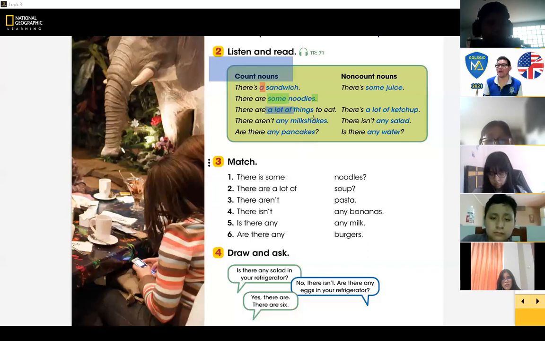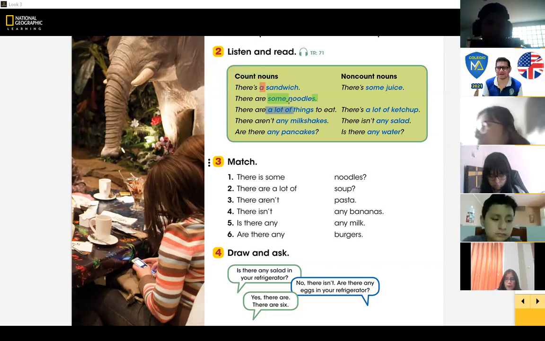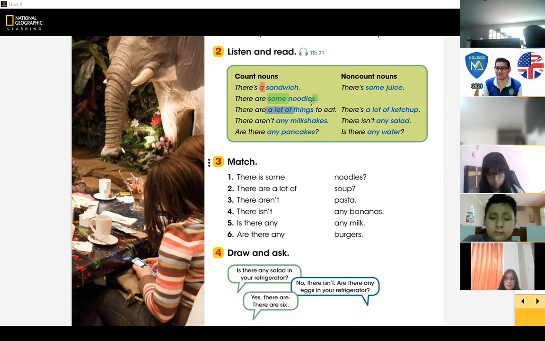¿Ya? Pero, ¿cuál es la referencia? Pero teacher, el a lot of también se utiliza en incontables, en non-count, ya me está confundiendo. Pero recuerda, cuando es contable, tiene la forma plural. Ok. Things. Esta palabrita. ¿Te das cuenta? There are a lot of things. Es como decir, hay muchas cosas para comer, ¿no? There are a lot of things.